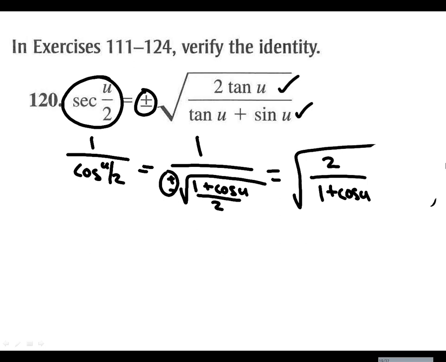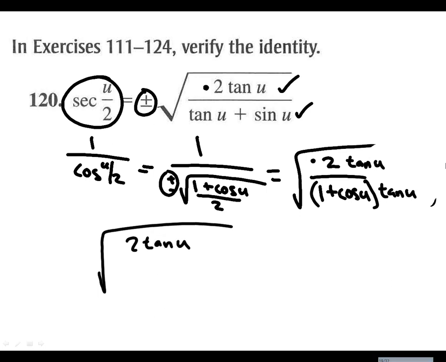So if we look at this, we have to ask ourselves, all right, how do we go from a 2 here to a 2 tan u here? Well, we could multiply by tan u. But if we did that on top, we'd have to do it on the bottom. You can't just introduce things wherever you want. So if we have it on the top and the bottom, let's go ahead and distribute the denominator there. Let's clean that up. We've got the square root of 2 tan u in the numerator. Looking pretty good. That's what we want here.